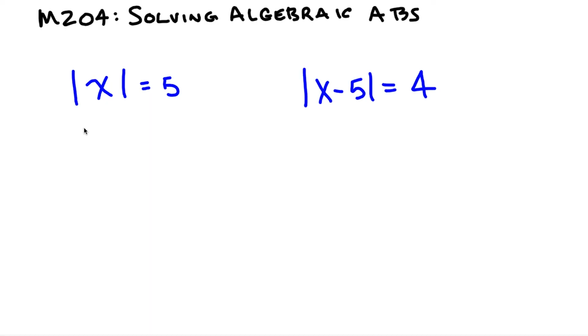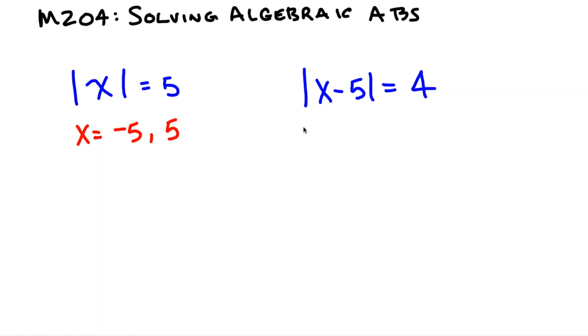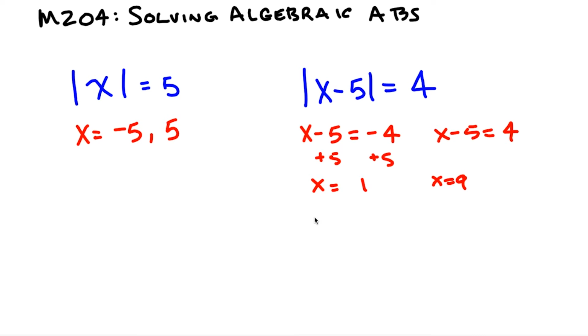The absolute value of x is equal to 5, so x can equal negative 5 or positive 5. If the absolute value of x minus 5 is equal to 4, what you do is set what's in the absolute value, x minus 5, equal to both negative 4 and positive 4, and then simply solve for x. We add 5 to both sides. x is equal to both positive 1 and x is equal to 9. So the solution set is x is equal to 1, 9.